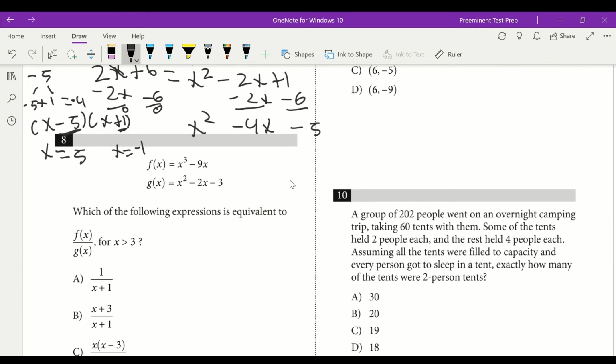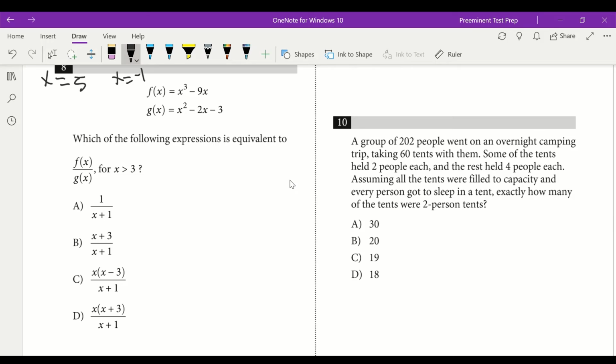Question 8. Which of the following expressions is equivalent to f of x divided by g of x for x greater than 3? Alright, so we're going to go ahead and do our f of x, and we're going to factor it out, right? Because we can. We see that we have x cubed minus 9x. Well, what do we know about that? We know we can factor out x, because x is in x cubed and minus 9x, and then we're left with x squared minus 9.